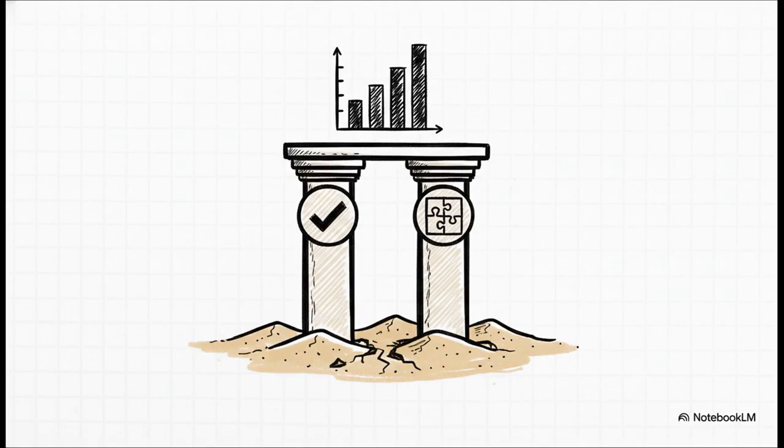Because let's be honest, all the governance in the world doesn't mean a thing if the data itself is garbage. Two of the absolute pillars of data quality are accuracy, is this information actually correct? And completeness, are we missing critical pieces of the puzzle? Without those, any analysis you do is built on a foundation of sand, and it's all just going to collapse.